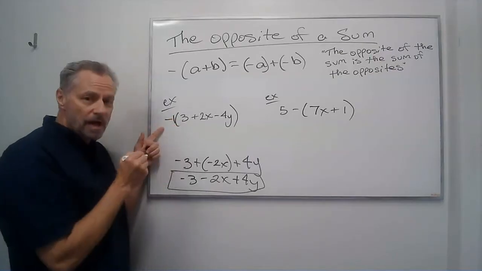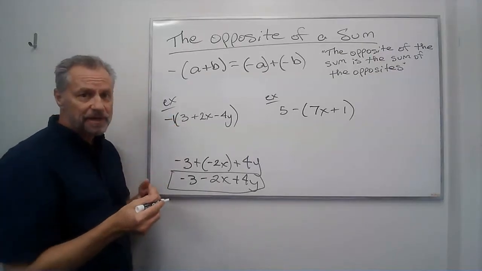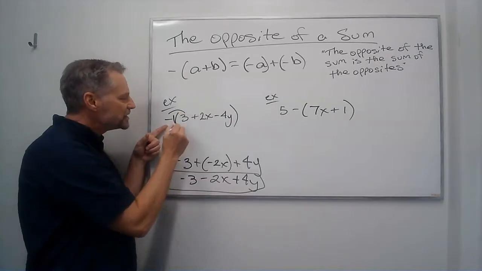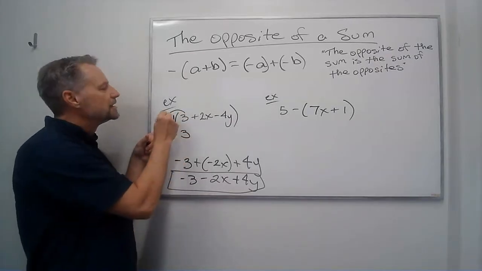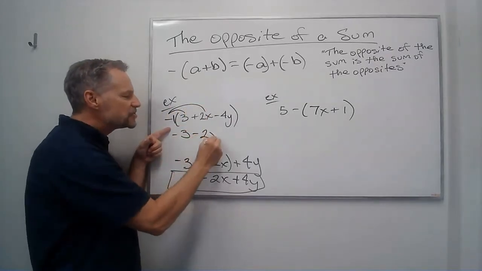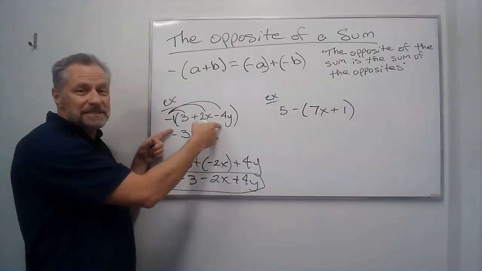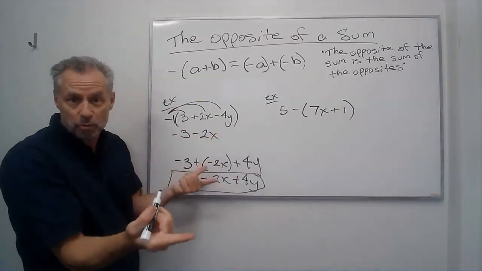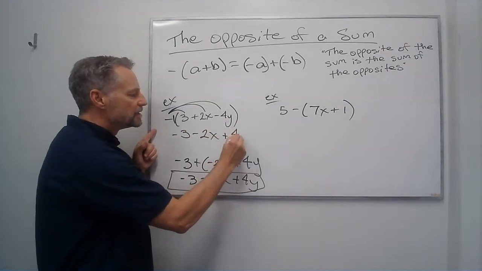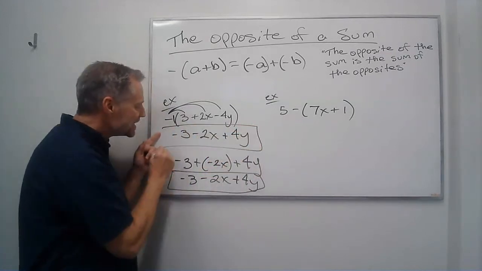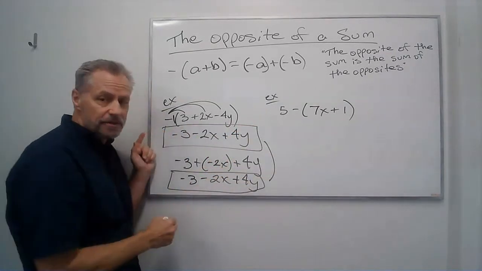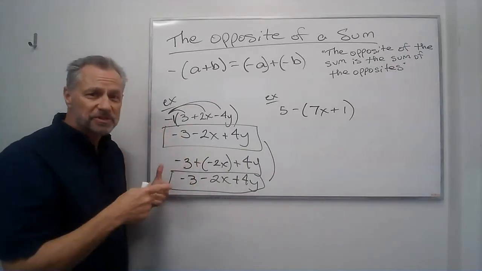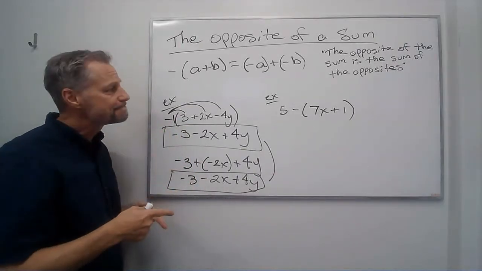What some students like to do, though, is when they get this negative, think about it as a negative 1 and then just use the distributive property. And then I just go, oh, negative 1 times 3 is negative 3. Negative 1 times 2x is negative 2x. Negative 1 times negative 4y, negative times negative counted to positive 4y. That's how I like to do it. Notice these are the same answer. So whatever makes more sense to you, go ahead and do it that way.